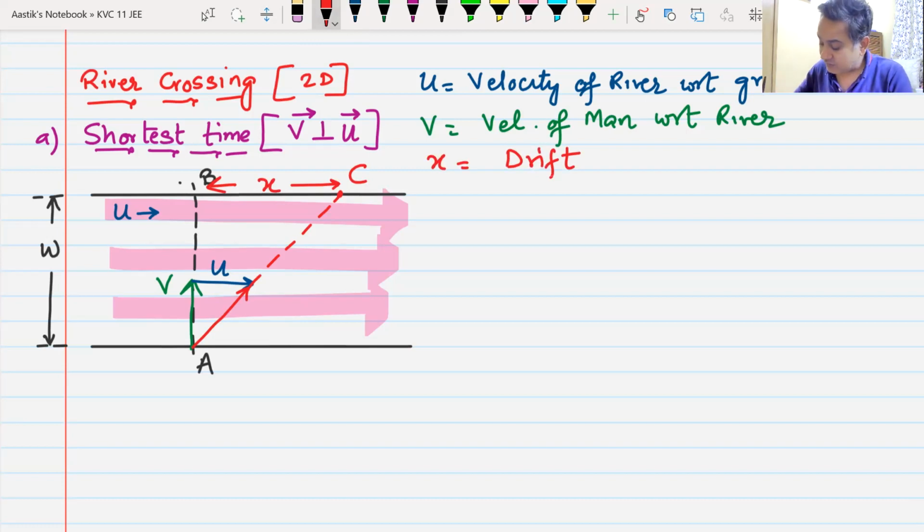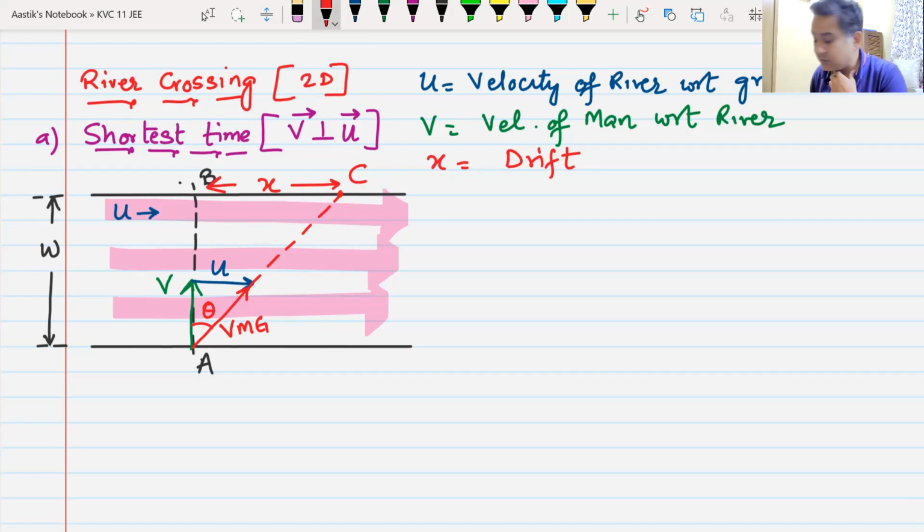Now this red velocity will be the velocity of man with respect to ground. Do we understand this? Yes or no? So effectively, if you see from ground, he will be swimming at this angle with respect to the perpendicular direction. Now, how do we solve this?